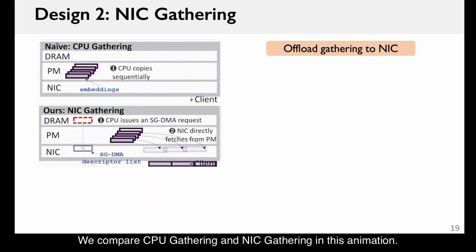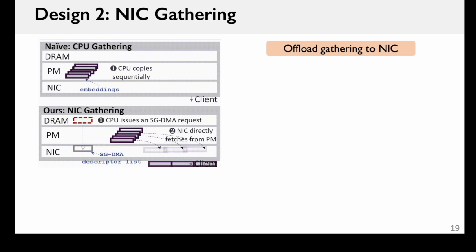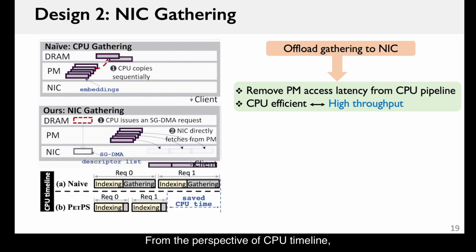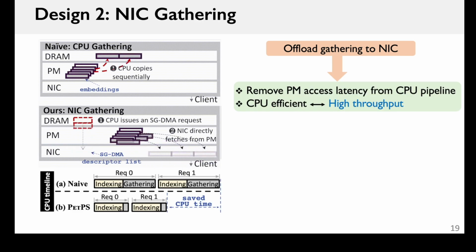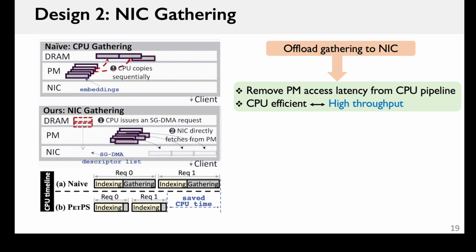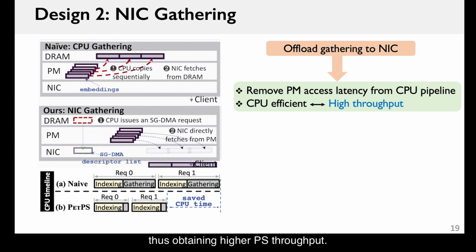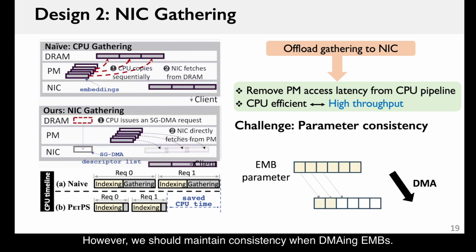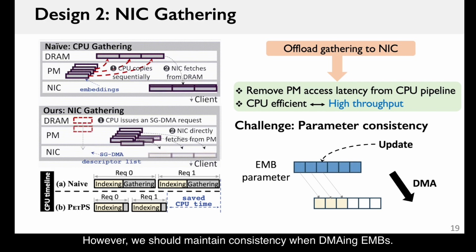We compare CPU gathering and NIC gathering in this animation. In NIC gathering, the CPU only needs to initiate SGDMA, while gathering is offloaded to NIC. From the perspective of the CPU timeline, NIC gathering eliminates PM read latency out of the CPU pipeline, thus obtaining higher PS throughput. However, we should maintain consistency when DMA embeddings.